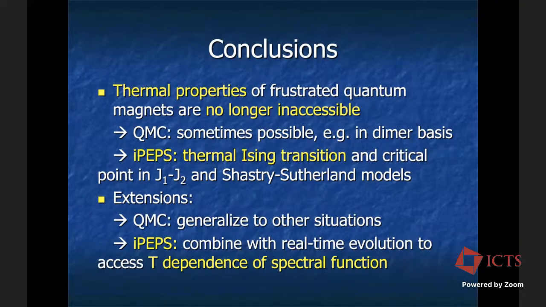iPEPS will be useful, and I think something that would be very useful now, in view of all the neutron scattering data that have been collected over the years at finite temperature, would be to see if one can combine real-time and imaginary-time evolution to be able to calculate the temperature dependence, for instance, of the spectral function in quantum magnets.